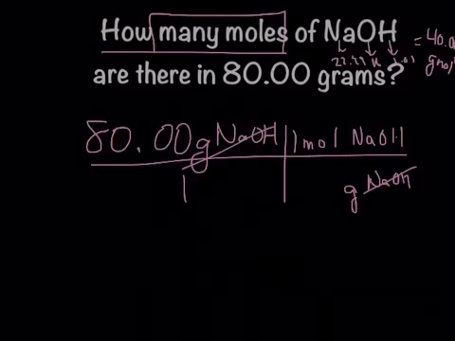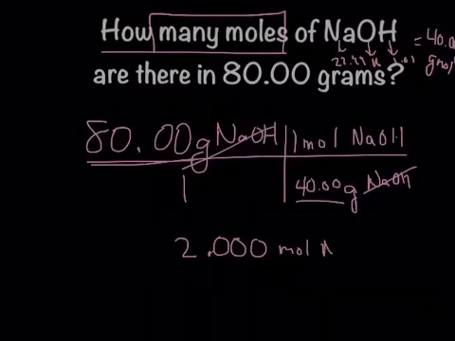So what we can do is we can use our conversion factor there. 1 mole of NaOH weighs 40 grams. So 80 divided by 40. We want to keep our sig figs. There's 4 sig figs there, 4 sig figs there. So 80 divided by 40 tells me that I have 2 moles worth of sodium hydroxide molecules.